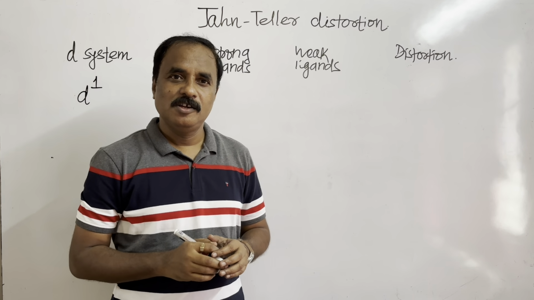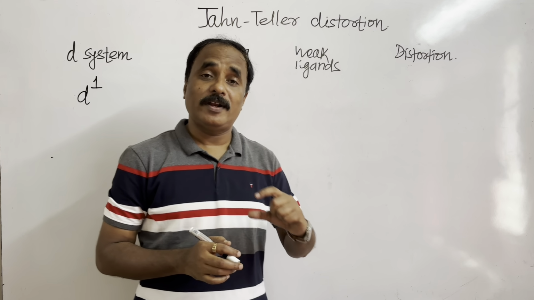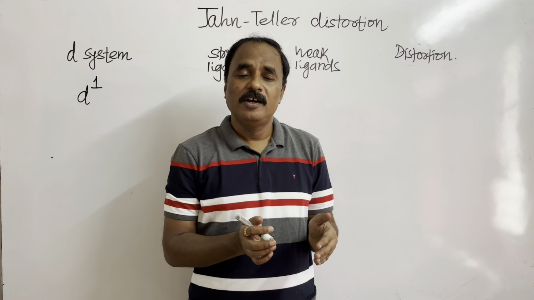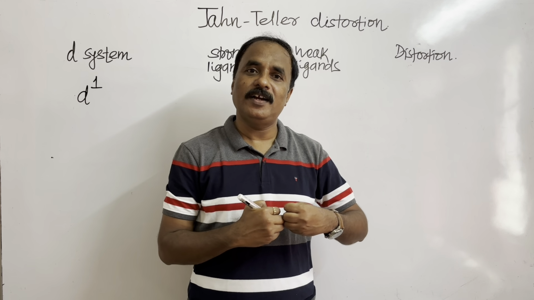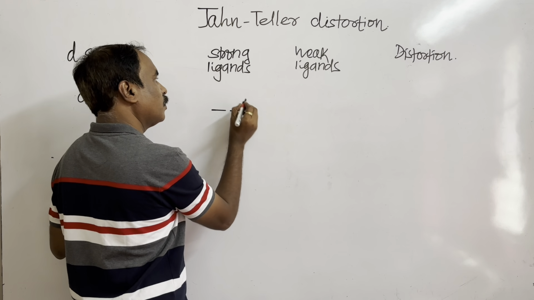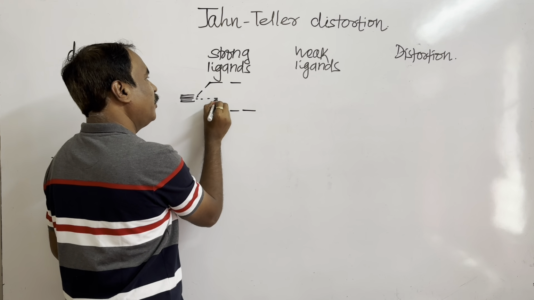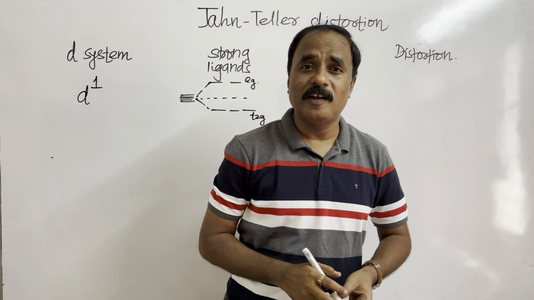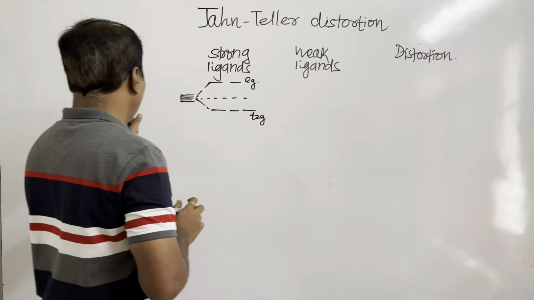When ligands attack, the d atomic orbitals split into t2g and eg, since the geometry is octahedral. In octahedral geometry, the energy of t2g decreases and the energy of eg increases, because eg, dx square minus y square and dz square, lie along the x and y axes, and there is a direct interaction between the ligands and those orbitals. The statement is: due to unsymmetrical filling of electrons in t2g and eg, there is a tetragonal compression or elongation.